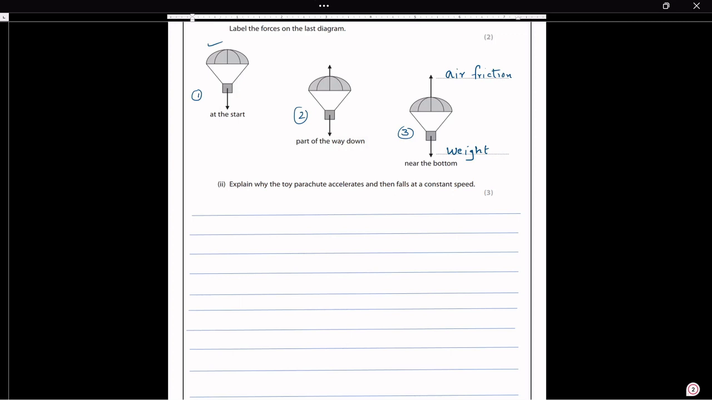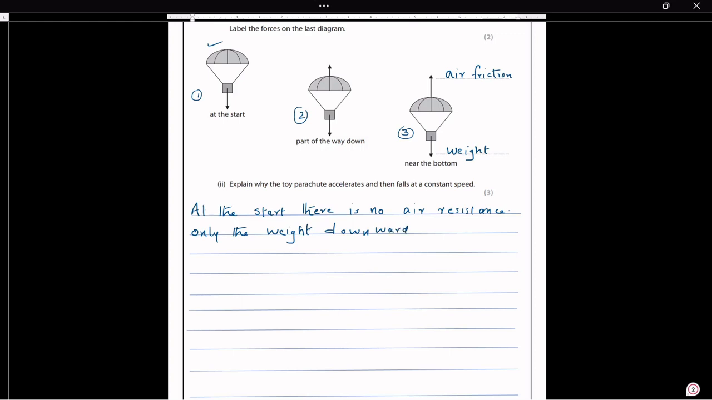So at the start, there is no air resistance or air friction. Only the weight downward. The direction of the weight is always vertically downward. Look at the first picture.